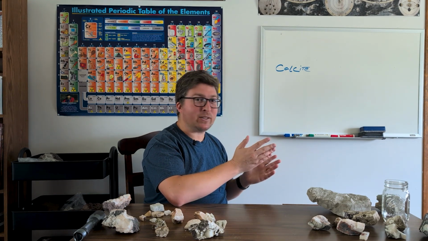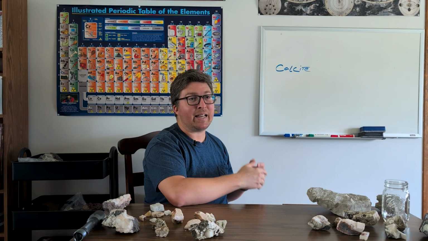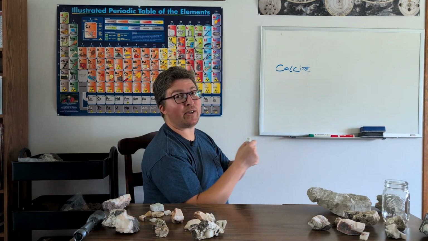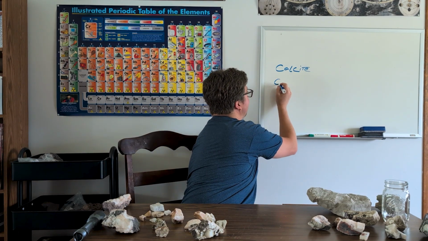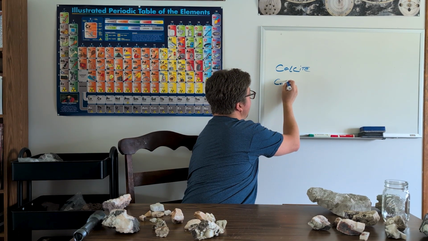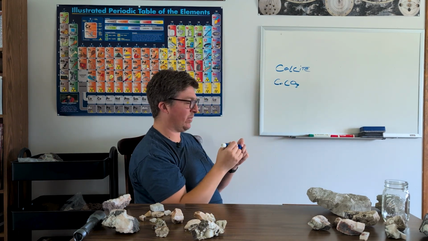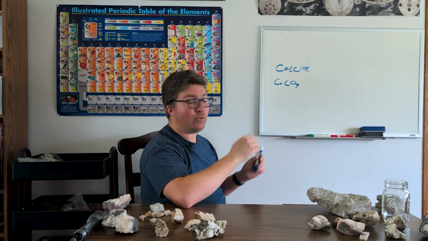Now, calcite is a mineral. It's a building block of rocks. It has a regular chemical composition, and it's very simple, pretty easy to remember. It's calcium carbonate, CaCO3. Carbonates are common minerals on the Earth's surface, and calcium carbonate is the most common form of it.